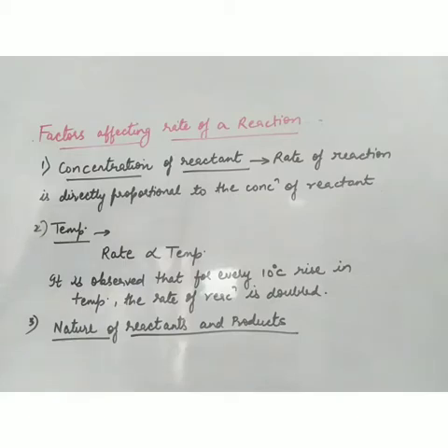Suppose the old bonds are very strong. It means the rate of reaction will be slow, because in that case much time will be required for breaking the bonds. So rate of reaction also depends upon the strength of bonds, or you can say the nature of reactants and products. So I am taking two examples here.